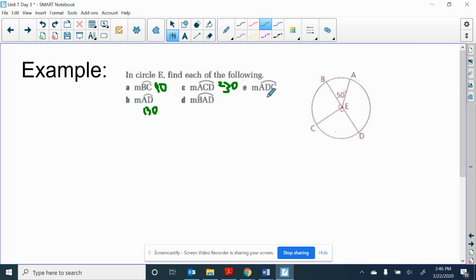Okay. How about BAD? I think we already mentioned BAD is a semicircle. So I could say that BAD is 180 degrees. And the last one we want to find is the measure of arc ADC. Well, AD we've done is 130 and DC is 90. So 130 and 90 is 220. So the measure of arc ADC is 220.